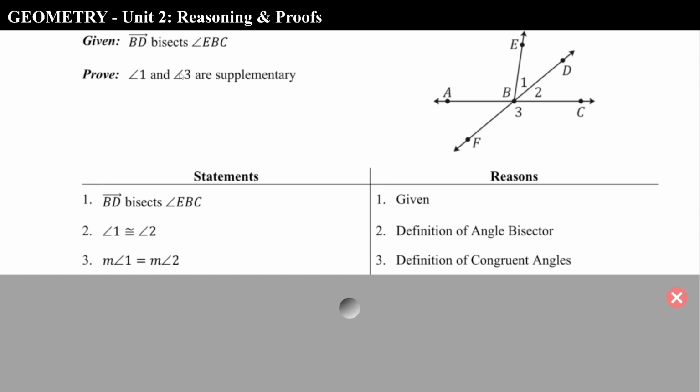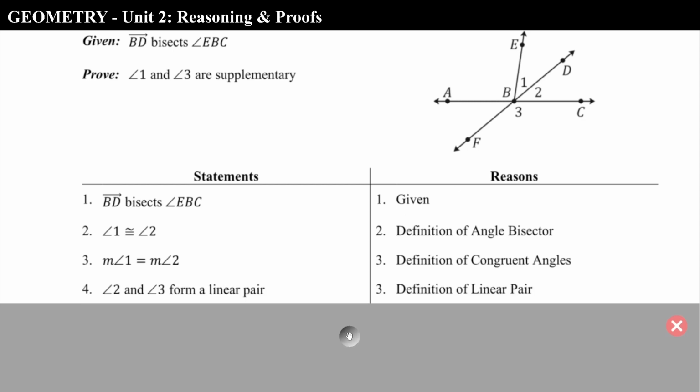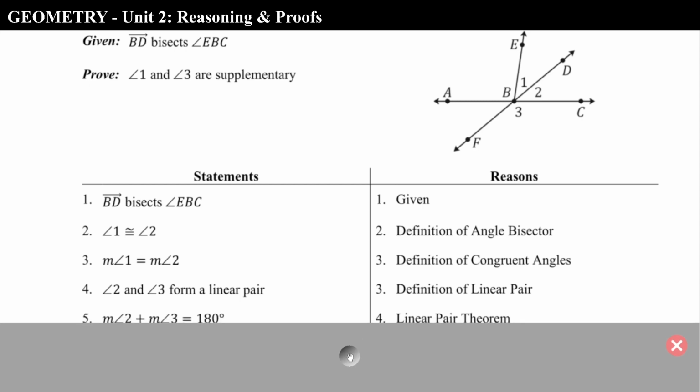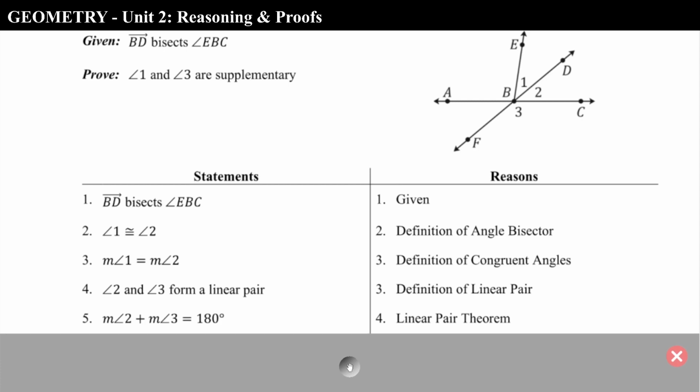So we want to get something with angle 3 in the mix. So let's look at our figure and see what observations we can make about angle 3. Well, here's a straight line, and 3 makes that linear pair with angle 2. So let's say that angle 2 and angle 3 form a linear pair, and that's from the definition of a linear pair. If they form a linear pair, then their sum must be 180 degrees, and that's from the linear pair theorem because they're supplementary.